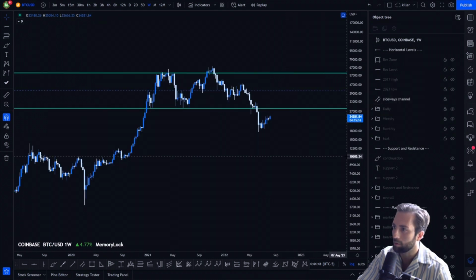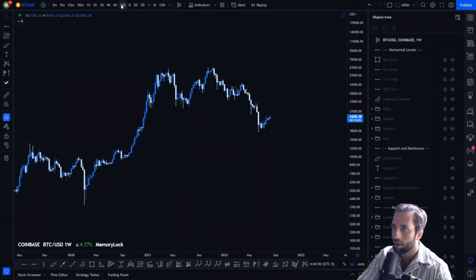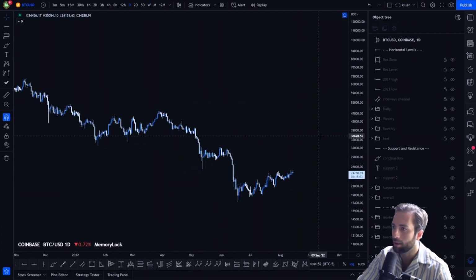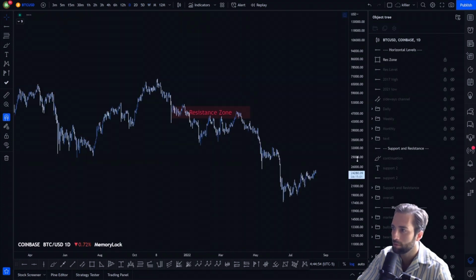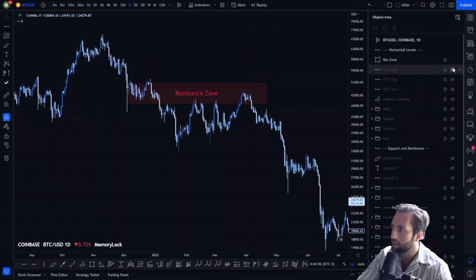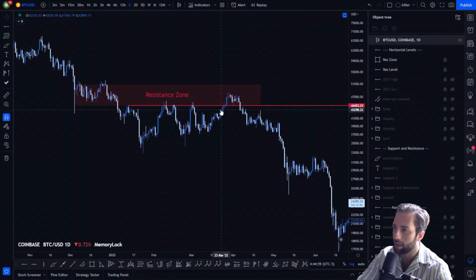We can see this macro sideways channel here, the bottom, midline, and top horizontals acting as either support or resistance. And then zooming in here, we have a zone. What's so nice about zones is, for example, we had a breakout above this horizontal level. The zone reminded us that we're not out of the woods yet, to not get overly bullish because this is still resistance. And lo and behold, it did play out and held as resistance.